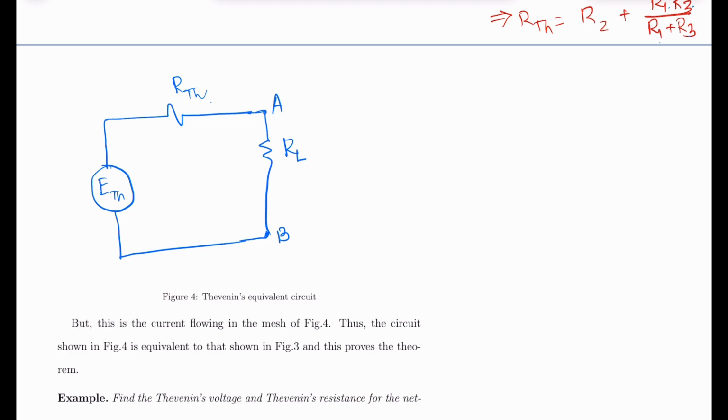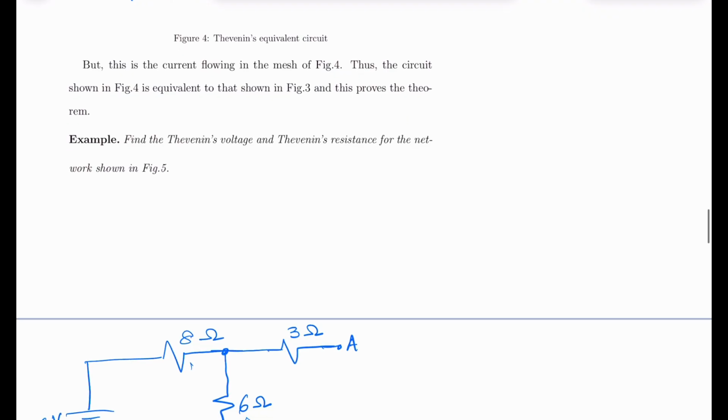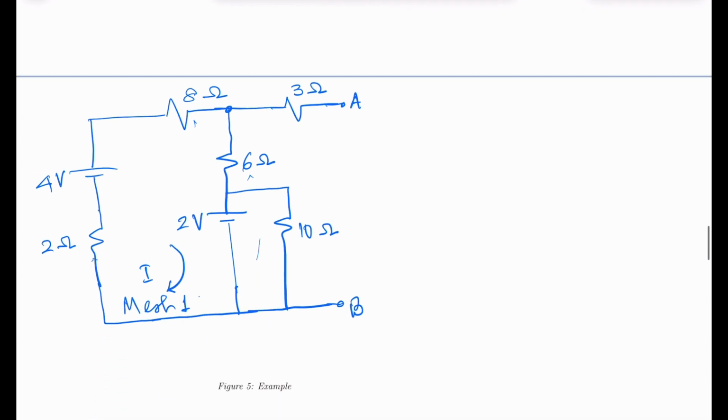So the circuit shown in figure 4 is equivalent to the circuit shown in figure 3, and this proves the theorem. Clear? Now let us see an example. Find the Thevenin's voltage and Thevenin's resistance for the network shown in figure 5. So this is your figure 5.